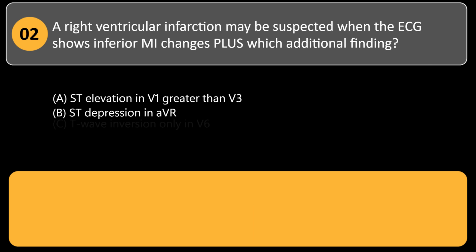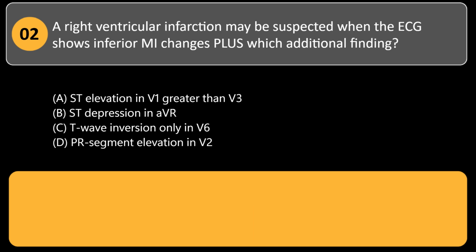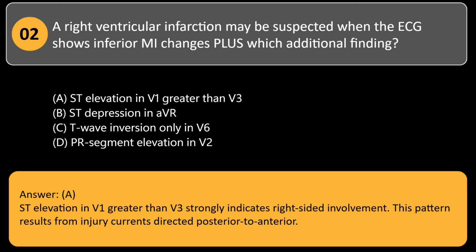A right ventricular infarction may be suspected when the ECG shows inferior MI changes plus which additional finding? A. ST elevation in V1 greater than V3. B. ST depression in AVR. C. T-wave inversion only in V6. D. PR segment elevation in V2. Answer A. ST elevation in V1 greater than V3 strongly indicates right-sided involvement. This pattern results from injury currents directed posterior to anterior.